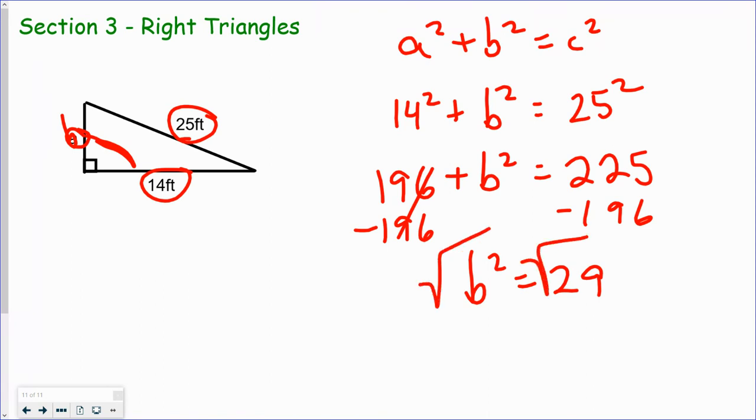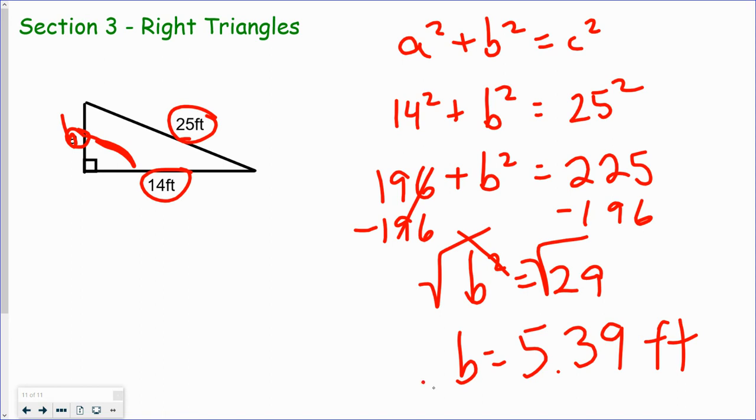both sides. Now the square root of b squared cancels out, and b equals the square root of 29. And the square root of 29 is an irrational number, which means it keeps going on forever. And I want you to round to the nearest hundredth. So the answer would be 5.39, because that was an 8. The number after it was a 5, which rounds that up. Feet. Okay, there is the answer, ladies and gentlemen.